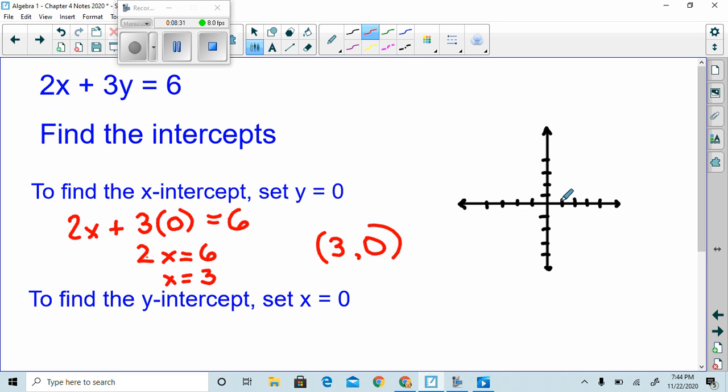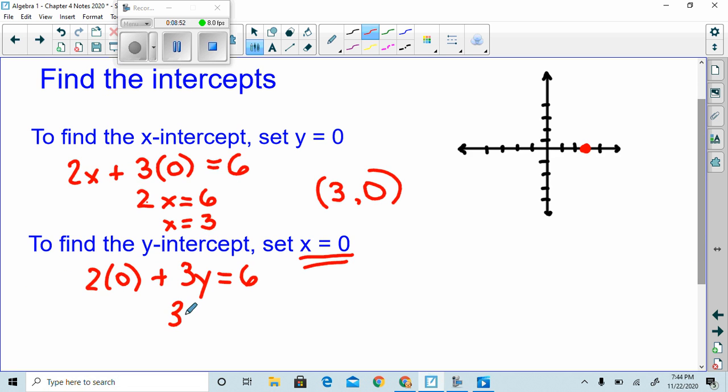Let's graph that. 1, 2, 3. There's my point. Now let's do the reverse. To find my y-intercept, let's set x to 0. So that's 2 times 0. And again, that term's going to cancel out, so I technically don't even have to write that, but I'm doing it for the introductory couple problems here, just so that you see. And we'll divide by 3. And y is equal to 2. So when x was equal to 0, y was equal to 2.